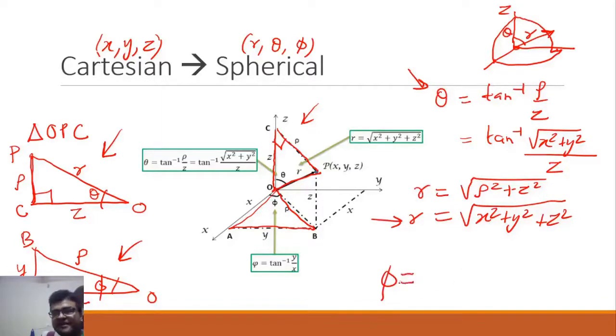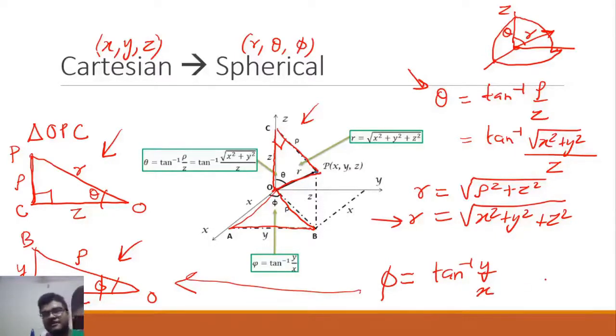Phi is simple. Phi can be converted using this lower triangle. This lower triangle tells us that we can write phi as tan inverse of y by x. Yes, this is a similar formula to what we have seen in the cylindrical coordinate system. As I have already told you, the meaning of phi will not change. It will remain the same as in the cylindrical coordinate system. So we have converted theta, r and phi into the xyz coordinate system from the r theta phi coordinate system.